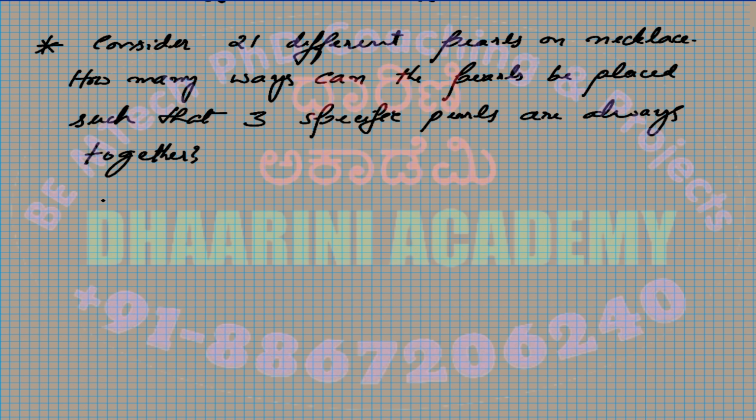When you solve this, the answer should be half into 18 factorial into 3 factorial, since three of them can be arranged in six ways. So this is 3 into 18 factorial. 18 factorial is too big, you don't have to find it. Okay, that's fine.